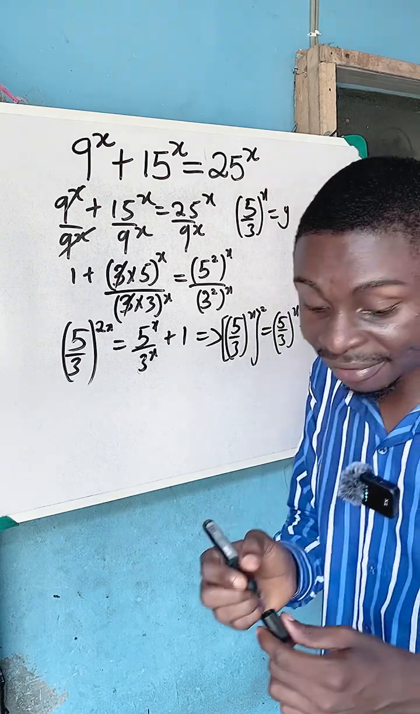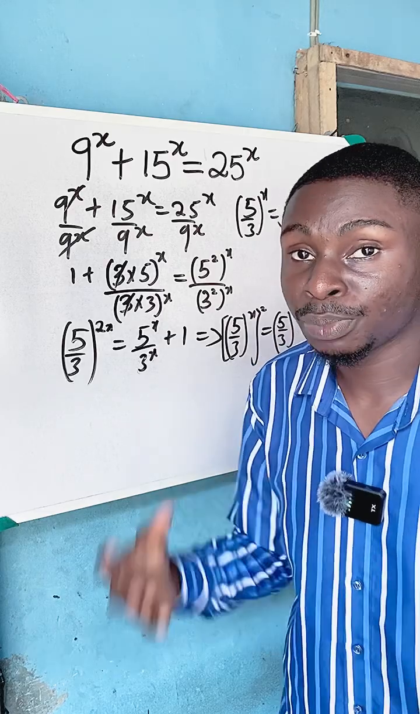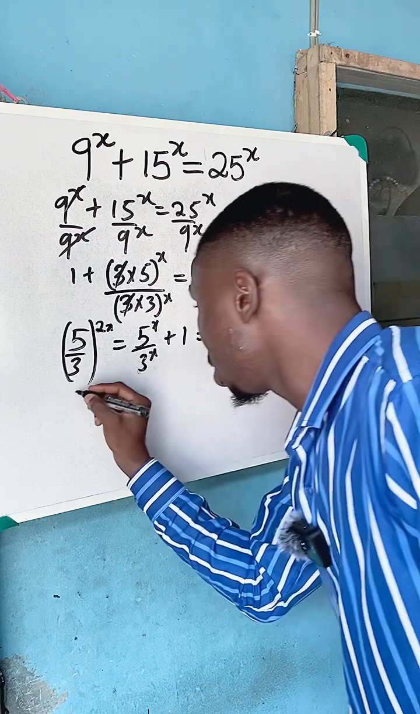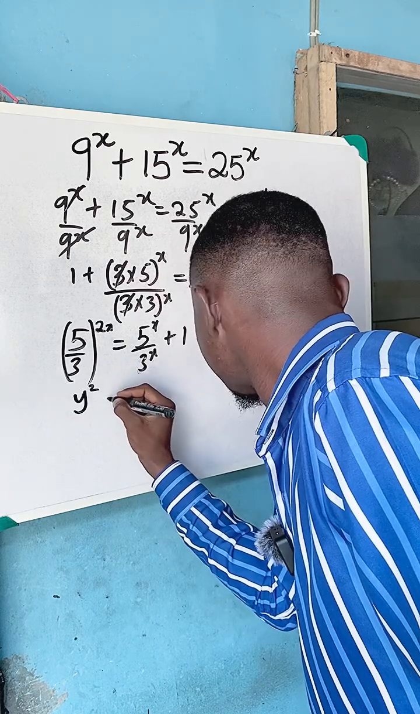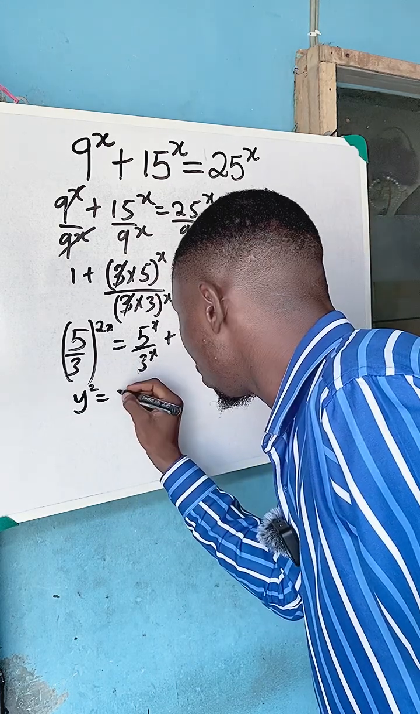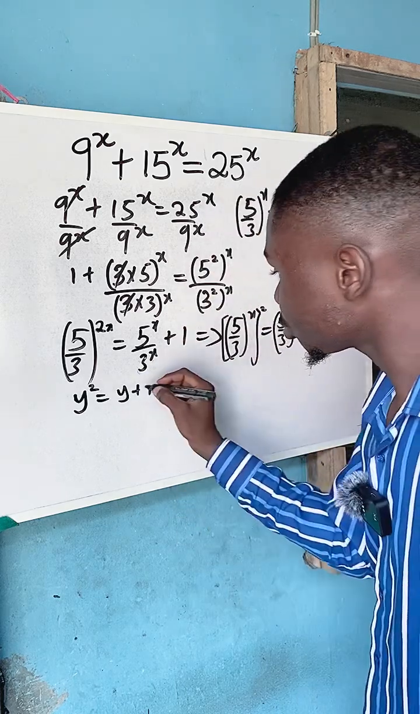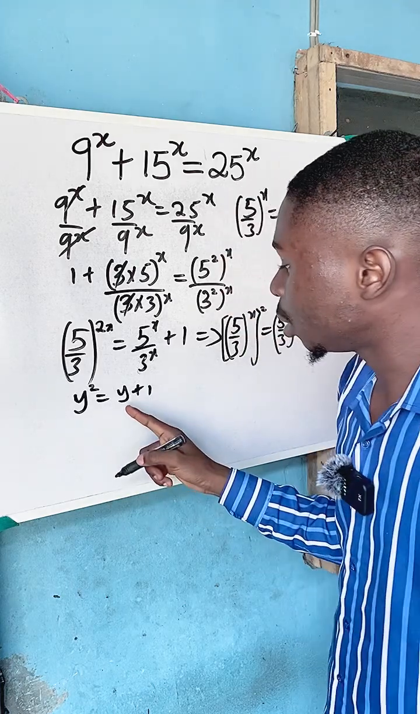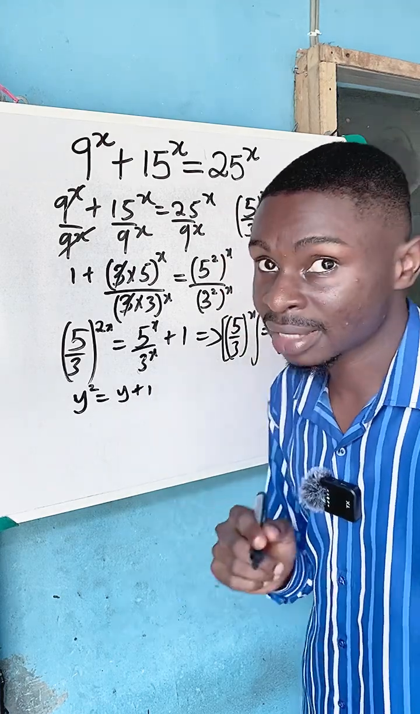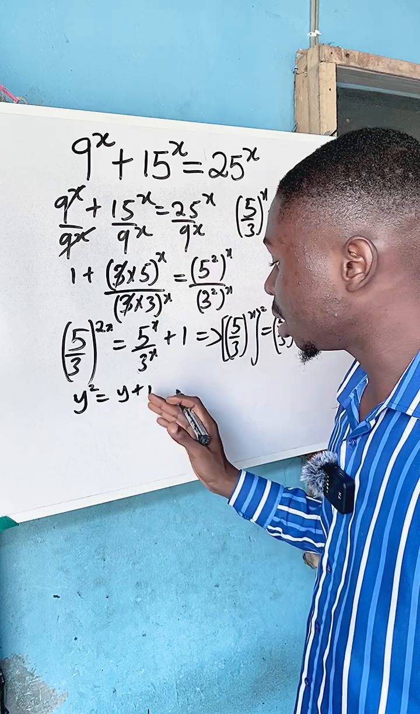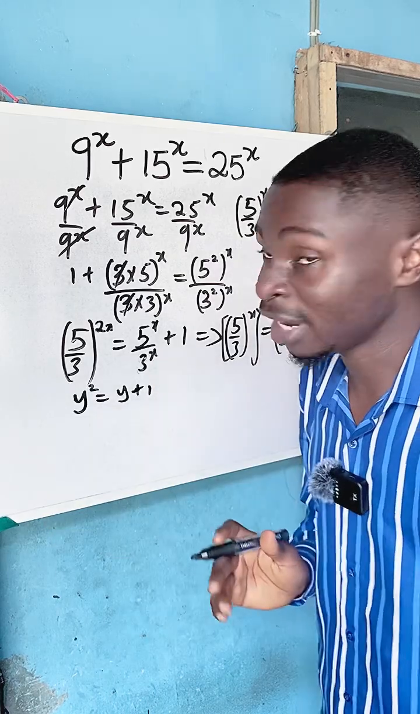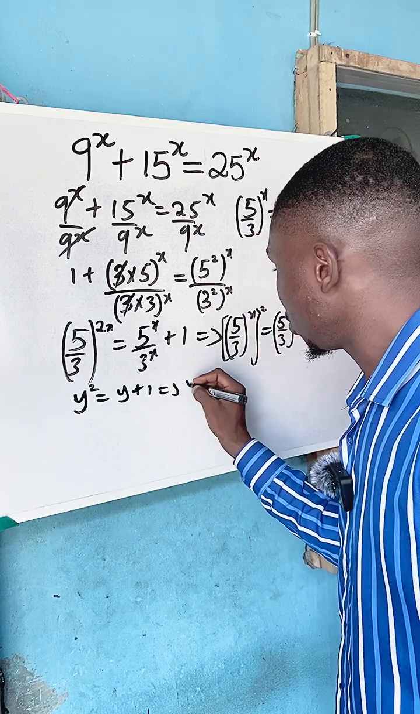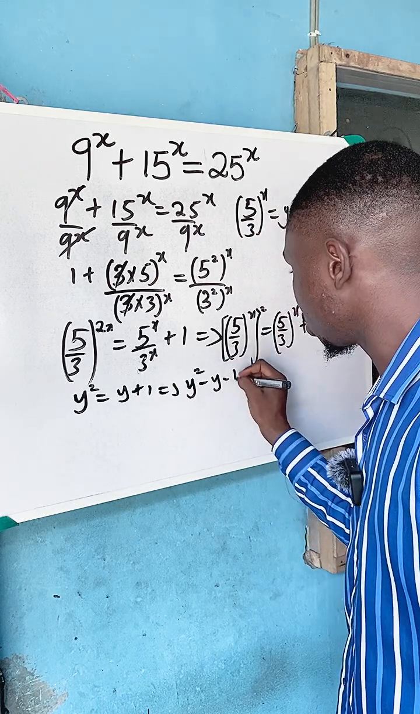Anywhere I see my 5 over 3 to the power of x, I will input my y. So we are going to form a quadratic equation, which becomes y squared is equal to y plus 1. We are going to move y plus 1 to the left hand side, and by so doing it will become a negative value, because it crosses the equality sign. So this now becomes y squared minus y minus 1 is equal to 0.